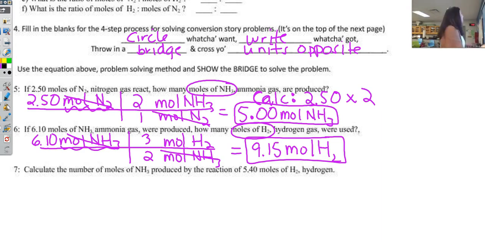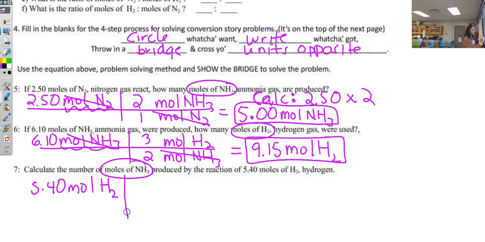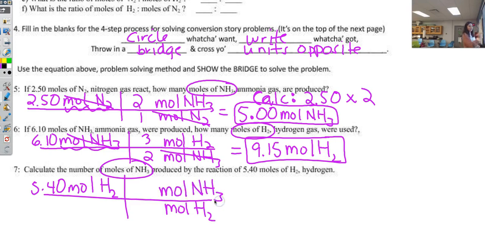Okay, so the fastest thing is actually to do it correctly from the beginning. Don't shortcut, okay? So circle what you want, write what you've got, 5.40 moles of the H2, throw in a bridge, and cross your units opposite. It takes a second. It really doesn't take that long. I'm going to cross off my moles of H2 because those are going to cancel out in just a second. Okay, so I'm not going to do it yet, but I do know that's why I do that. That's why you have that there. Okay, so I know I'm going to moles of NH3 because that's what I'm looking for. That's what I circled. So what you circled should be at the end there.